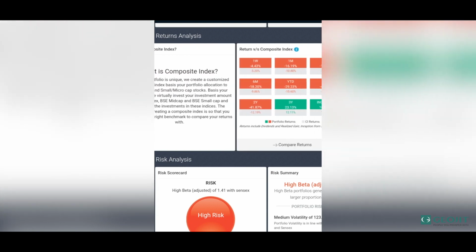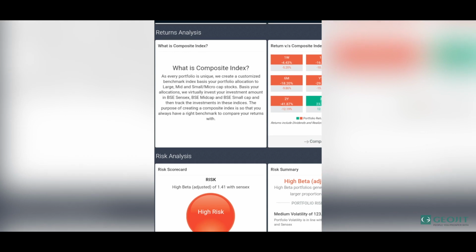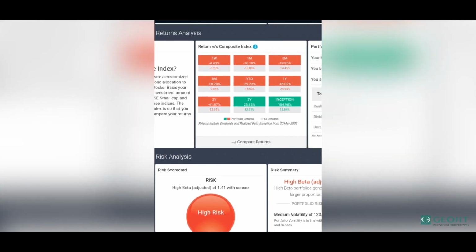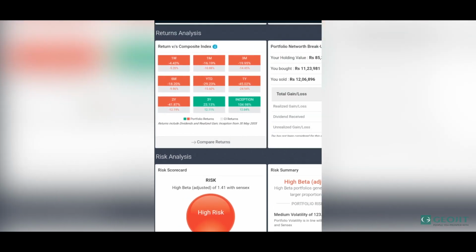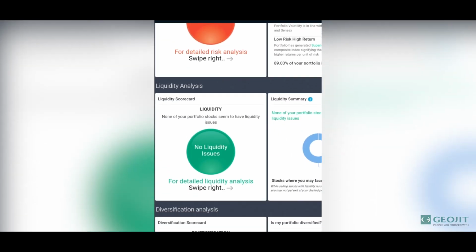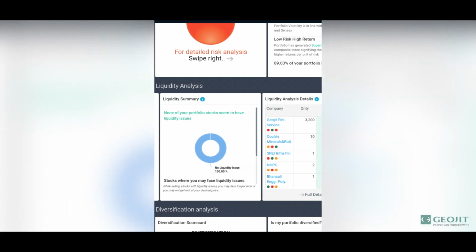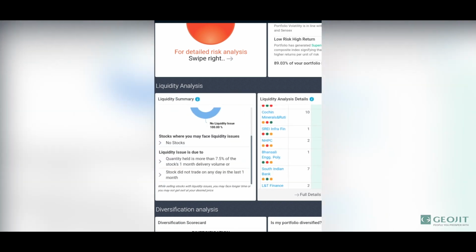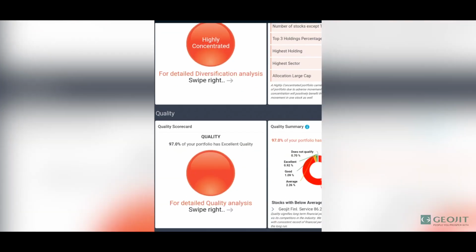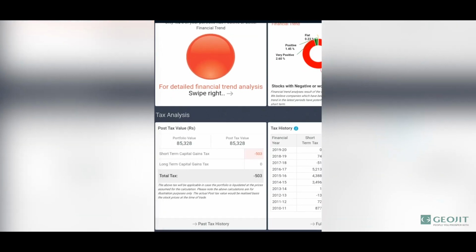Something in the returns analysis is the composite index, wherein your returns are compared with an index to see whether it has given the right returns over a long period of time. Similarly, there is a risk analysis, then comes liquidity analysis. For each of the cards, you can just swipe to see what details are represented in that particular card. Then comes diversification, quality, valuation, financial trend, and at last a tax analysis is also done on your portfolio.